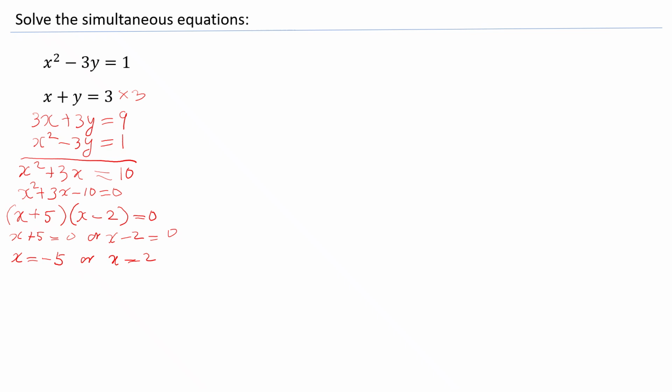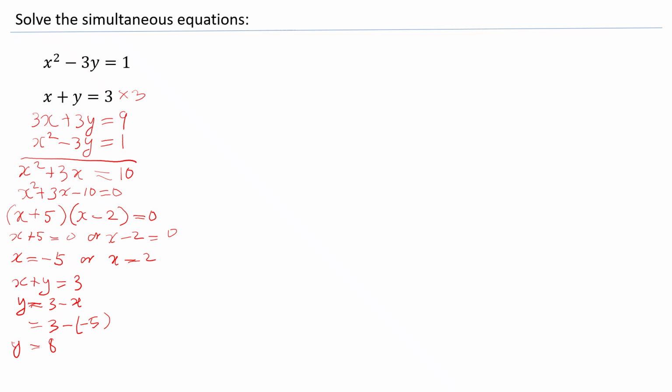Now go back to the equation and find the y value. I'm going to use the second equation because this is the easiest one. x plus y equals 3, so y equals 3 minus x. If x equals minus 5, then 3 minus negative 5, which is positive 3 plus 5, is 8.